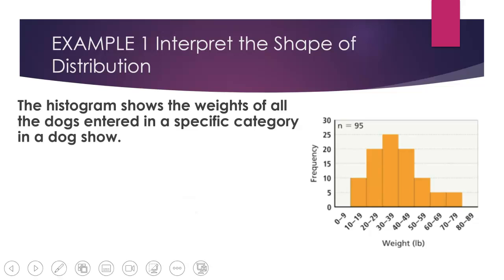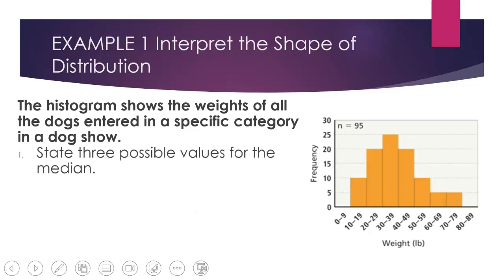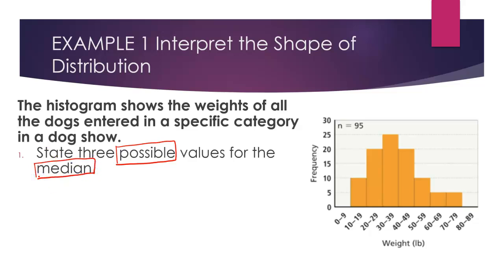I don't know why it's not clicking onto the next thing. There it goes. We want to state 3 possible values for the median. We talked about this earlier in class, possible values for the median. We're not going to know exactly where that median is going to fall, but we're going to do the best we can to figure it out. There are multiple strategies for this.